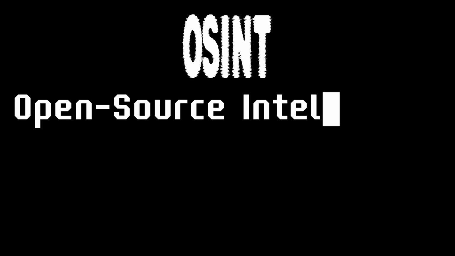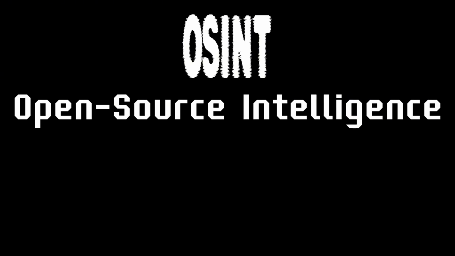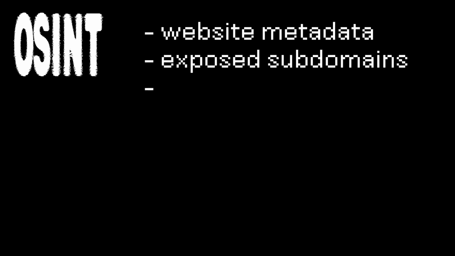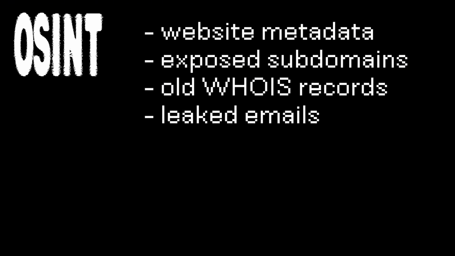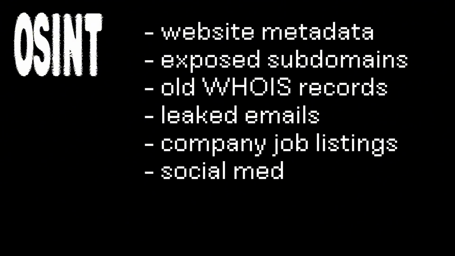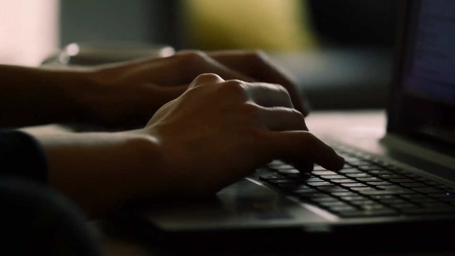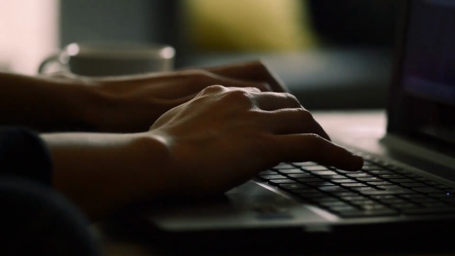But hackers don't always start with an IP. Sometimes they have to find the target first. Hackers can use OSINT, Open Source Intelligence, to find their target. OSINT just means gathering information that's already public. Things like website metadata, exposed subdomains, old Whois records, leaked emails, company job listings, social media posts, old or poorly protected GitHub repos. None of this requires hacking. It's just collecting information and building a profile before touching the network. Finding the target is the part most people never see.